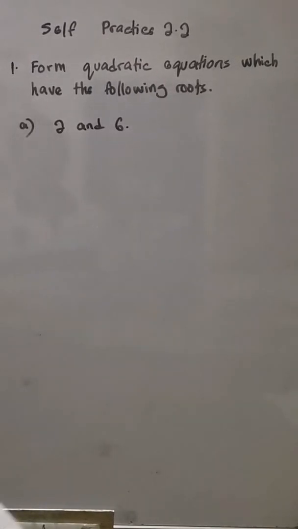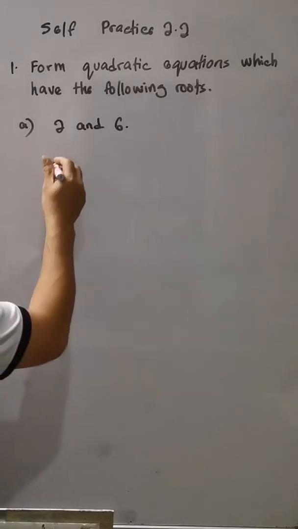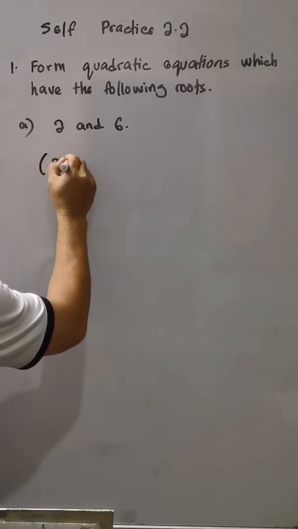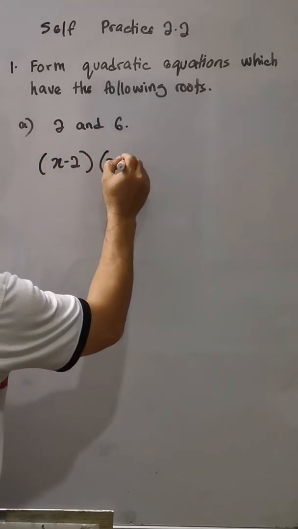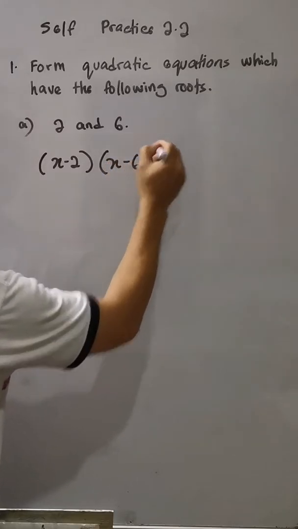Okay, now we want to form a quadratic equation with the following roots. So there are two ways. The first method is using the factorization method. If the root is 2, so we say x minus 2. If the root is 6, so x minus 6 equals 0.